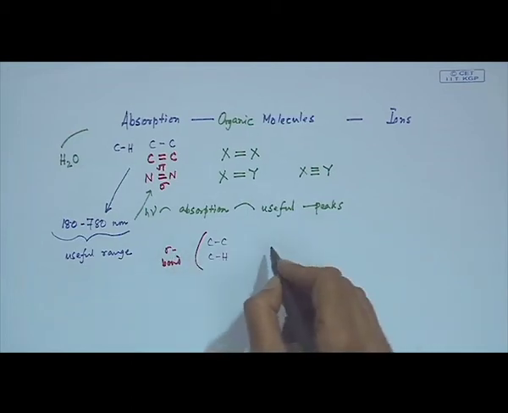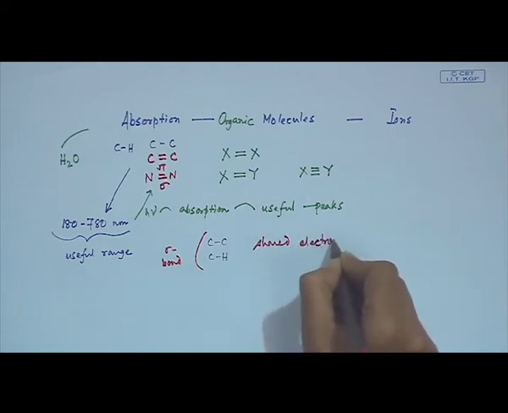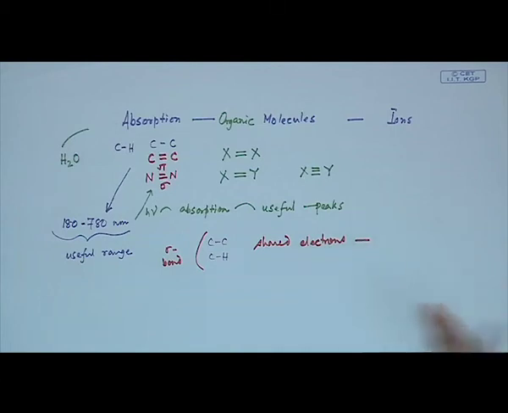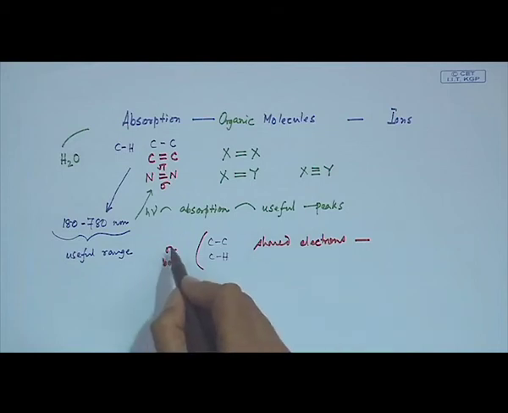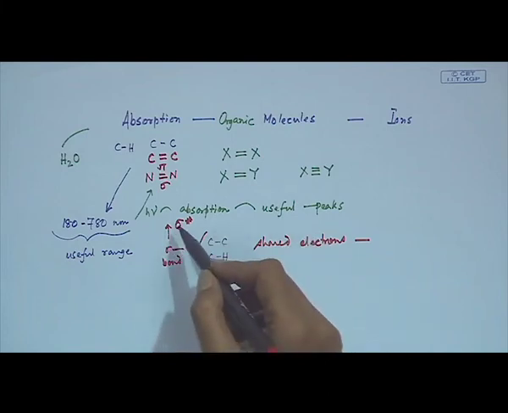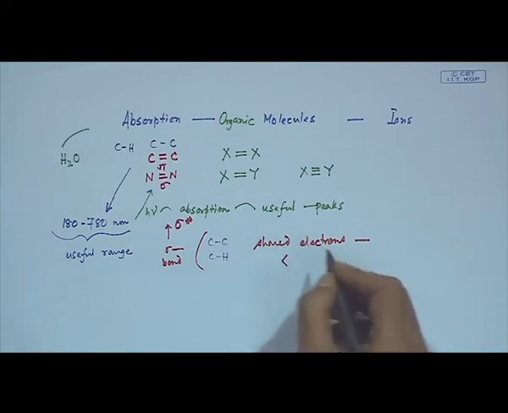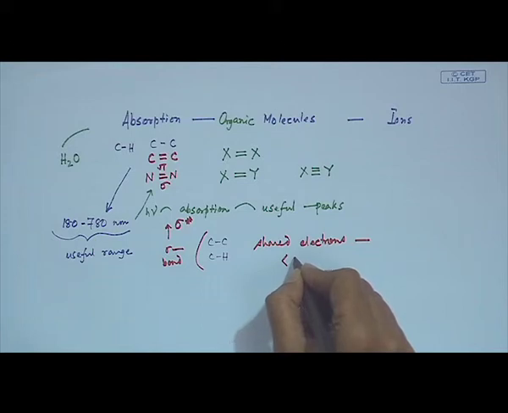So, this can be excited, that means the shared electrons in the sigma bond, which are firmly bound, very strongly bound, need more energy to be excited into the higher level. So, the electrons present in this sigma level, as we all know, can be promoted to the sigma star level, which is the antibonding level, and this promotion from the sigma bond to the sigma star level requires energy in the lower range of the ultraviolet, which is less than 180 nanometer.